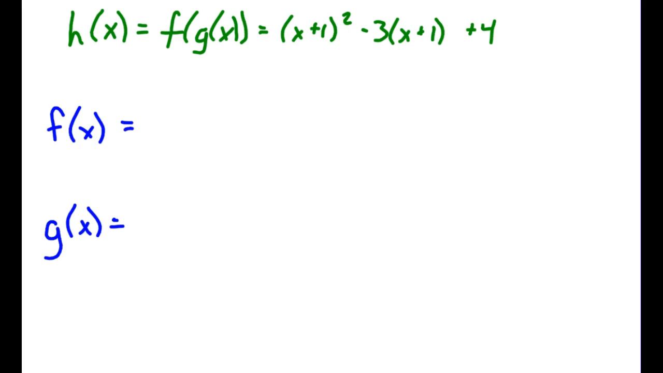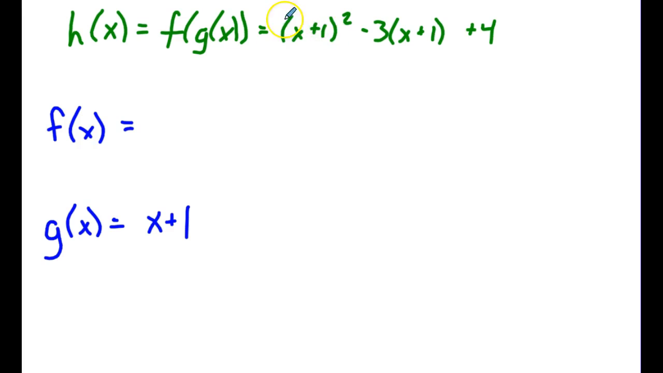Another example of decomposing a function, we have h of x is equal to f of g of x, which is equal to the quantity x plus 1 squared minus 3 times the quantity x plus 1 plus 4. So we're looking for f of x and g of x. First, let's start with looking for the inside function g of x. If we look at the polynomial we have for h of x, we have x plus 1 and x plus 1 in common. Okay, so we can start there and try to use that for our inside function. So g of x is going to be equal to x plus 1.